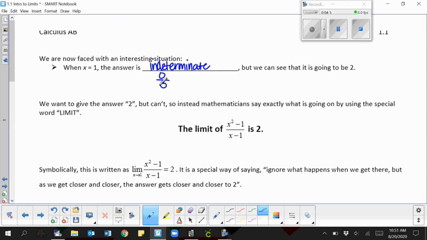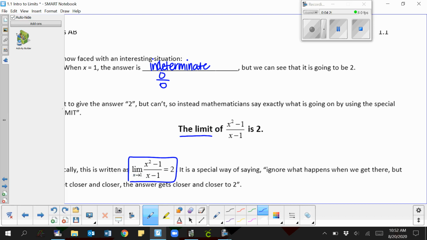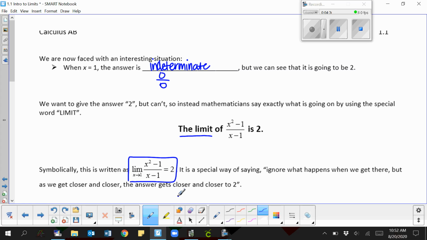So instead, what we're going to use is a limit. We're going to say the limit of the function is 2. And that's going to be written just like this right here. The limit as x approaches 1 of our function is equal to 2. So it's a special way of saying ignore what happens when we get there. But when we get closer and closer, the answer is going to get closer and closer to 2.